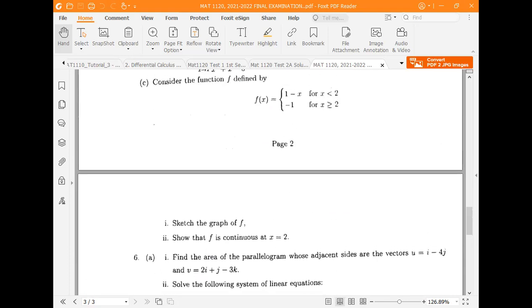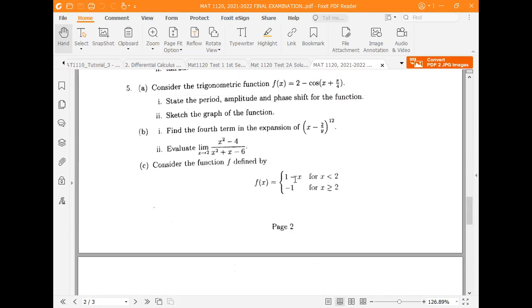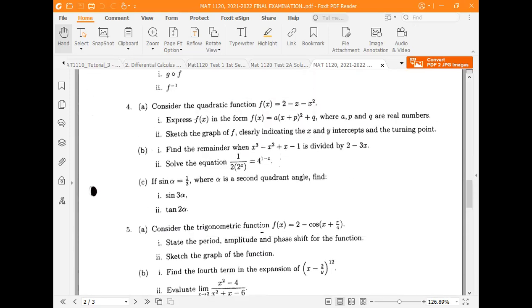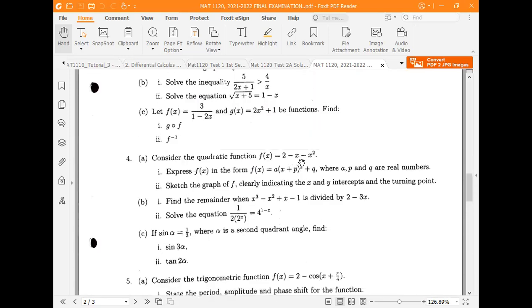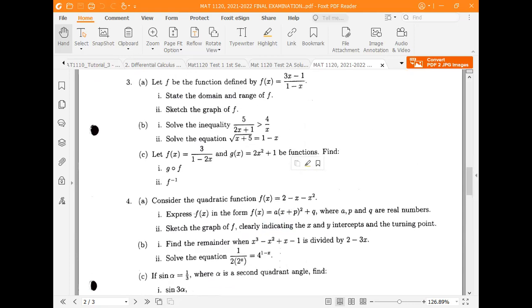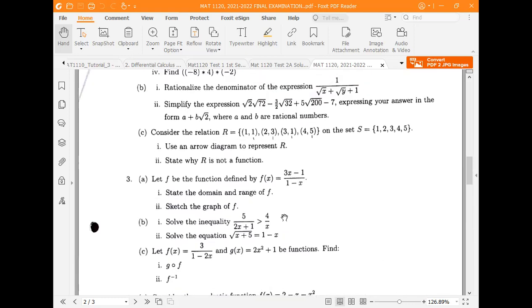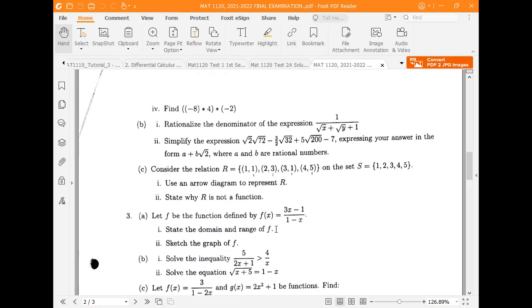And this thing. Piecewise functions. Quadratic functions. This is a very nice concept. Composite functions. We talked about them. Inequalities. Radical. These we talked about. So we must be able to find the solution here.